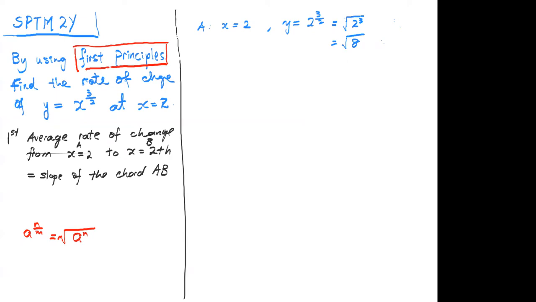Okay, so my point B will be x equal to 2 plus h. So my y will be 2 plus h to the power of 3 over 2.